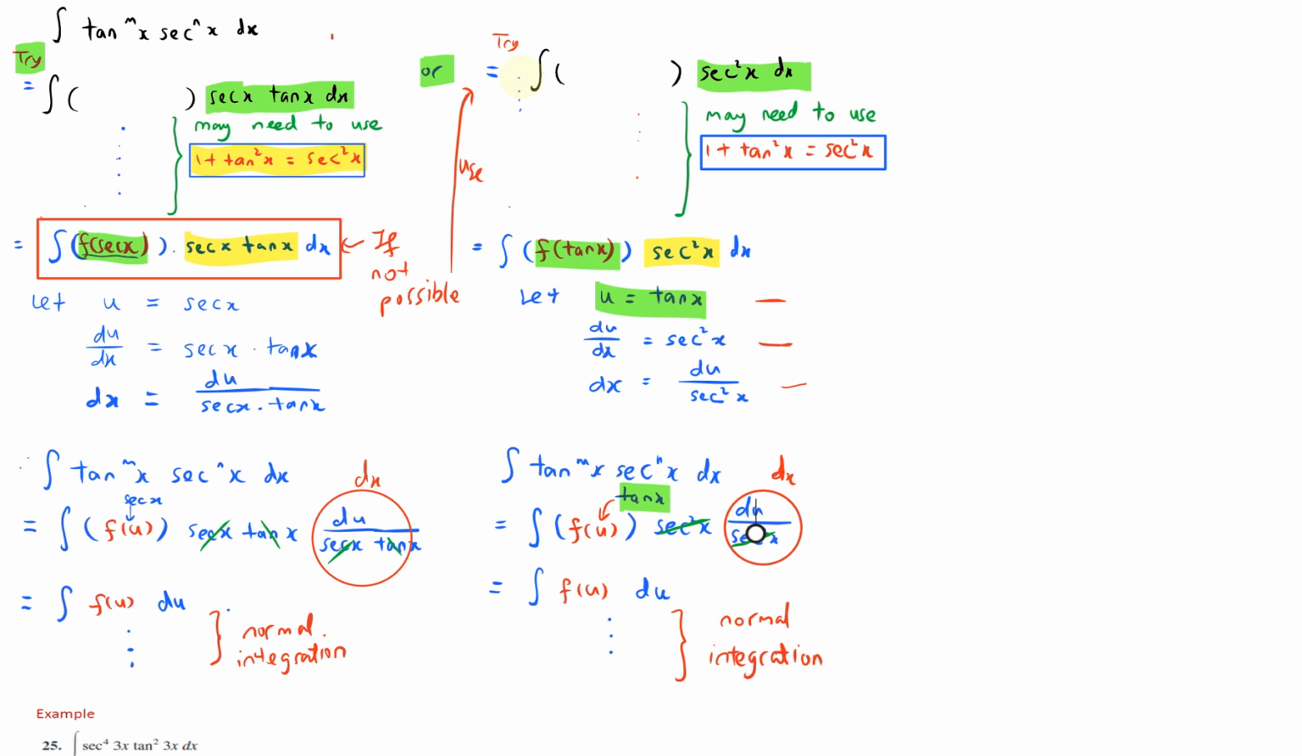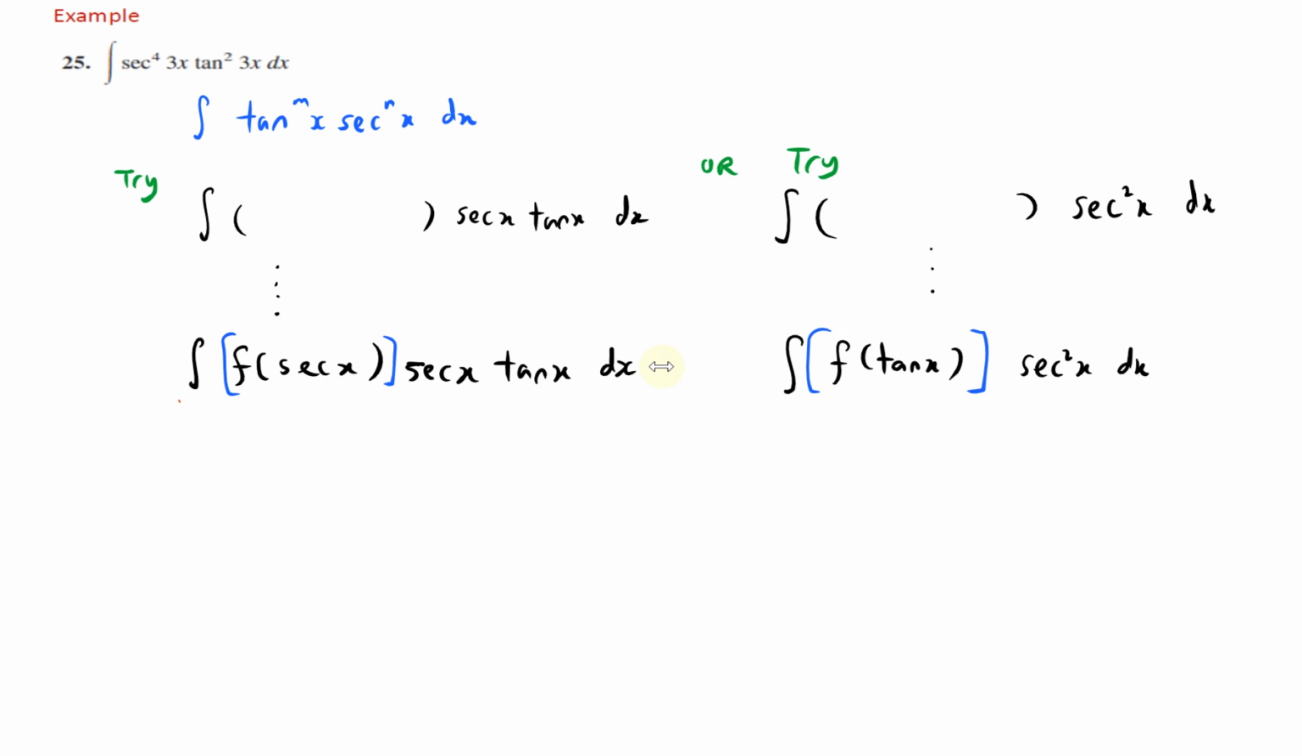Hi guys, I hope you are ready for the examples. So here it goes: secant 4 3x times tangent square 3x. We are going to integrate this. Now recall, this is our approach. If you have this integration of Trigo for secant and tangent, you can try to factor out secant tangent x from the question. That's the first step.